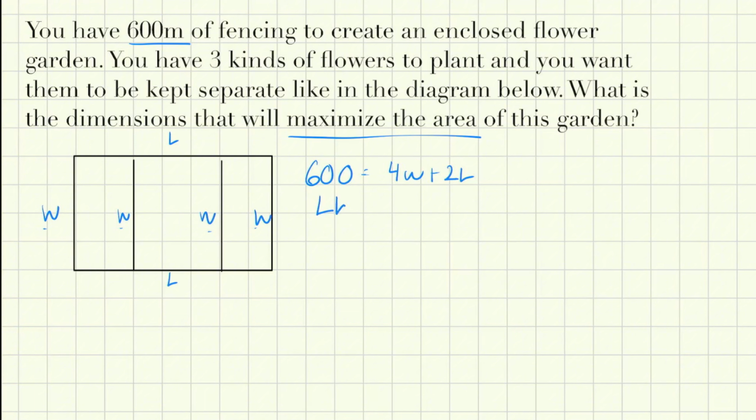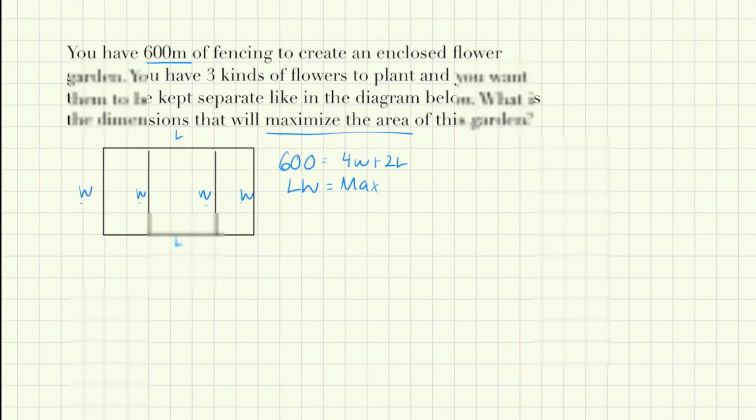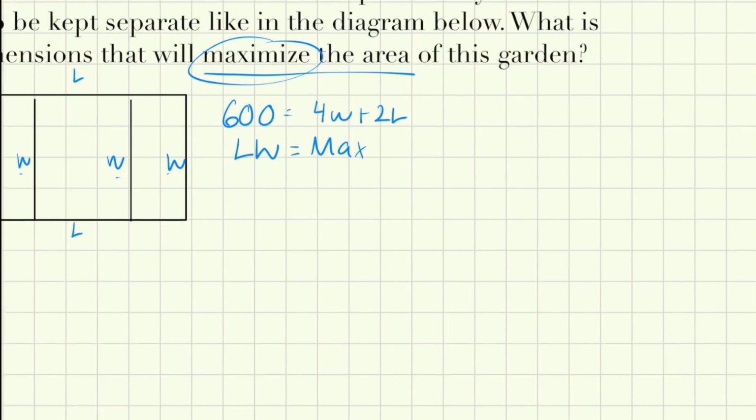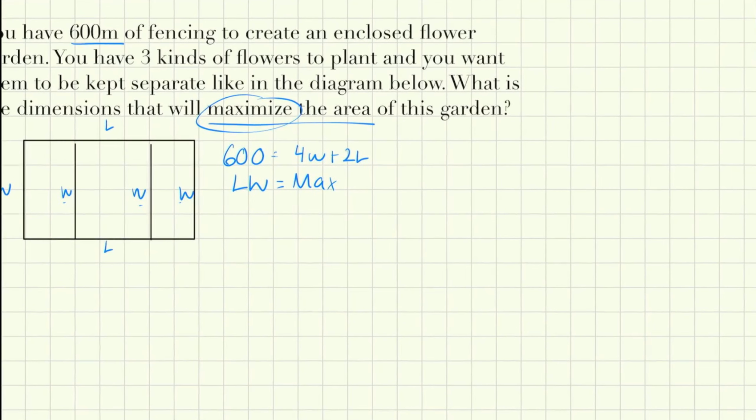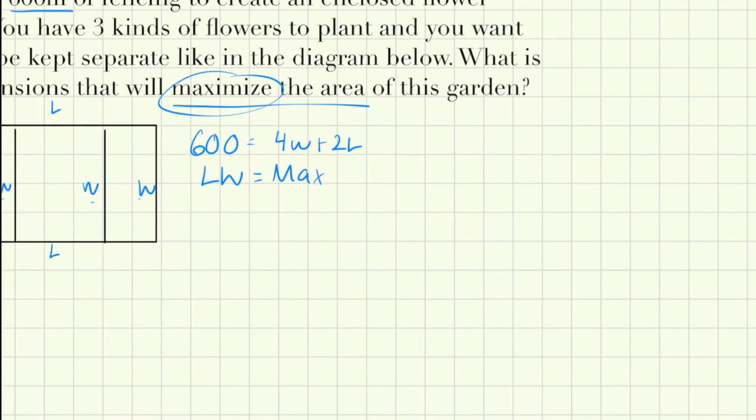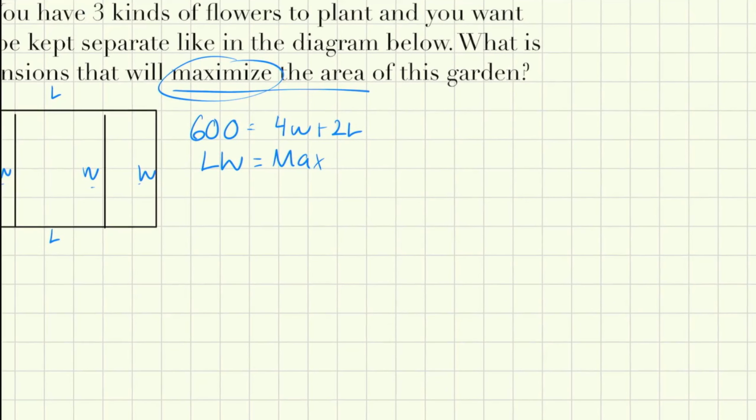The area of a rectangle is length times width, and we want to find the maximized area. In order to do that, we have to isolate one of our variables in our first perimeter equation. So we started off with 600 equals 4W plus 2L.